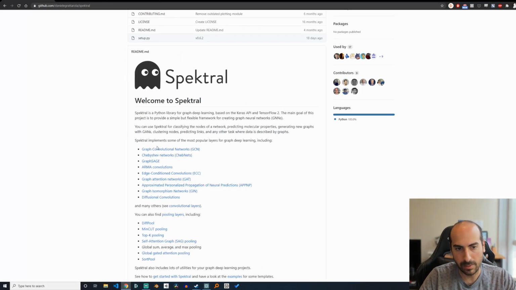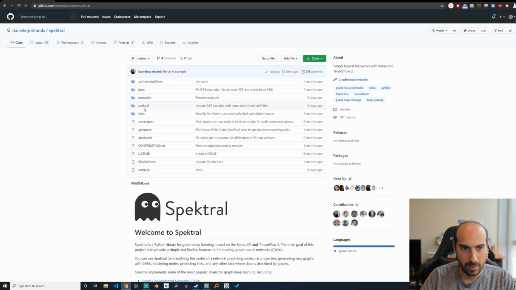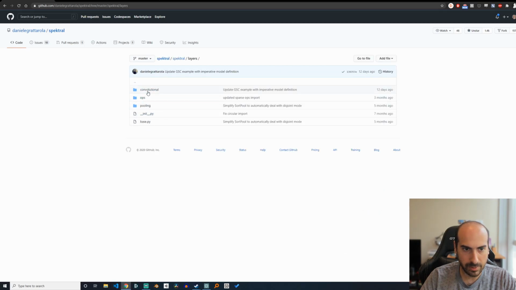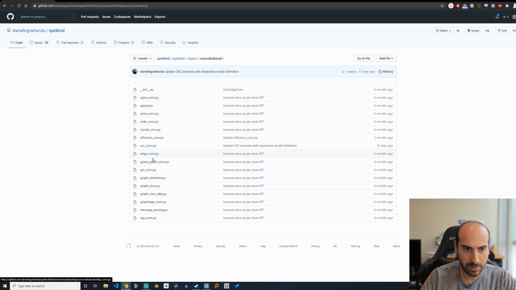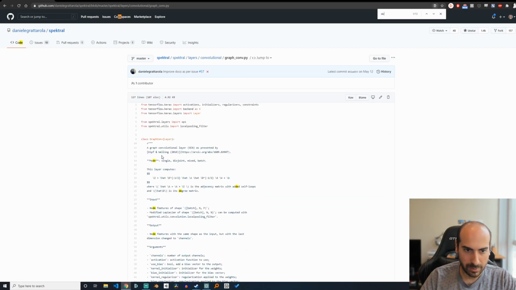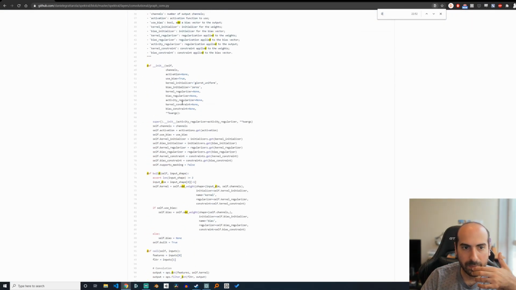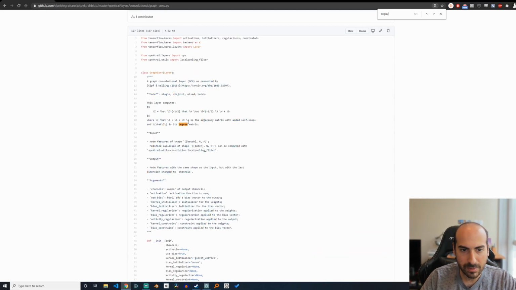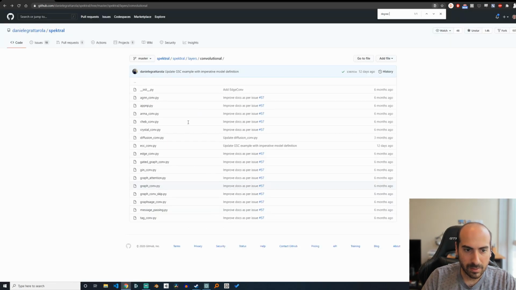Because, let's see, for example, if I go to Spectral, let's say layers, and then convolutional. Yeah, let's say graph convolutional networks. So let's see. Degree matrix. Doesn't look like it, at least.